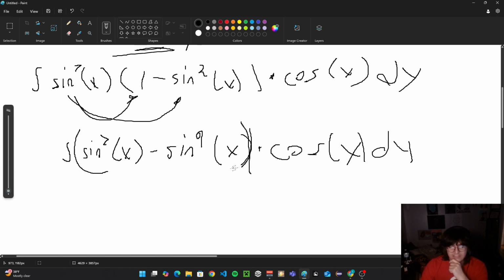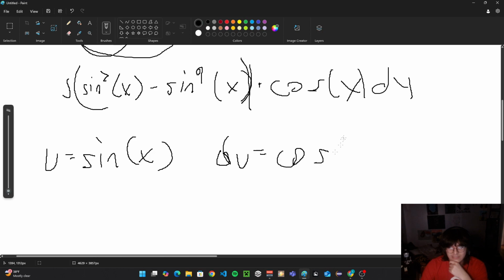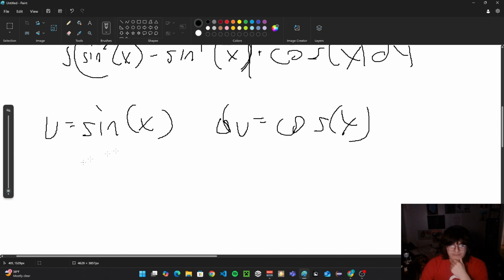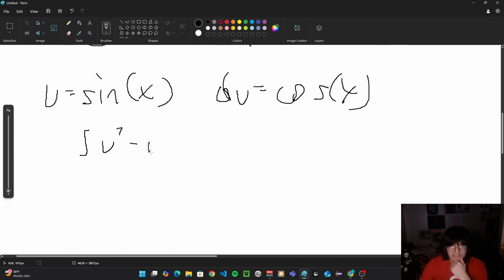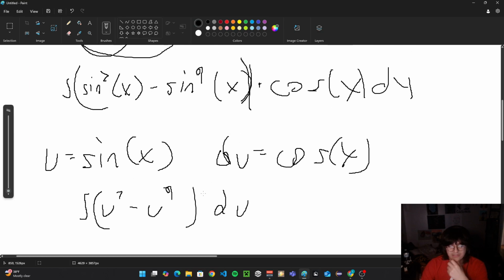These are parentheses. So now we can use u substitution. Our u is going to be sine of x. Our du is going to be cosine of x. So now we have u to the power of 7 and u to the power of 9 times our du, which fits perfect. So now we don't have to focus on this cosine. Now we can do the integral of u to the power of 7 minus u to the power of 9 times du, which fits perfect.